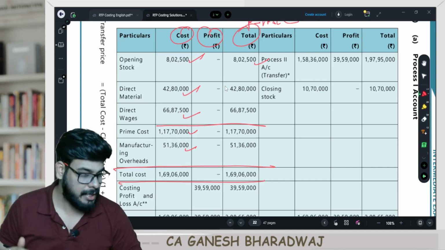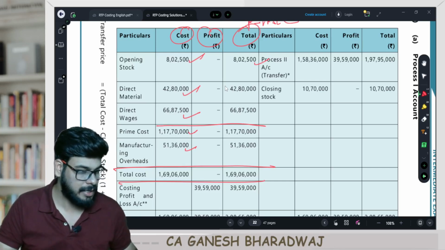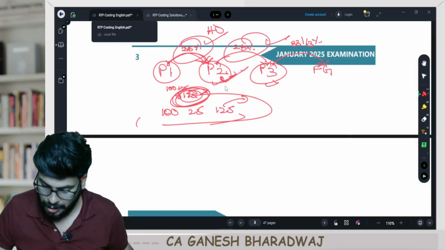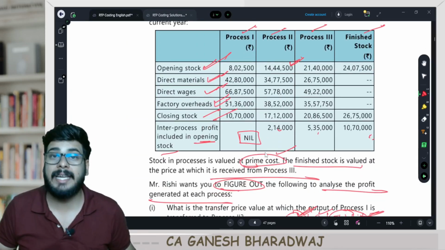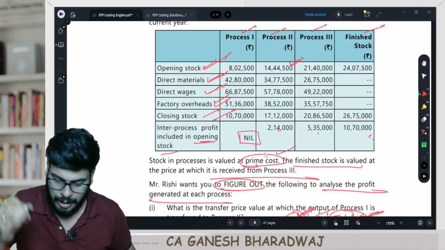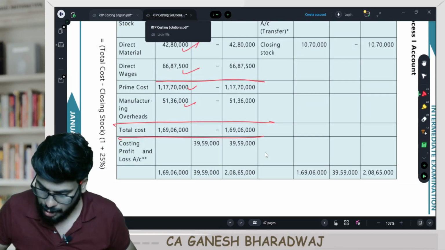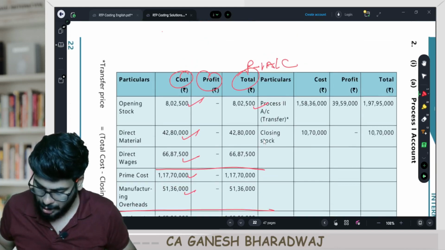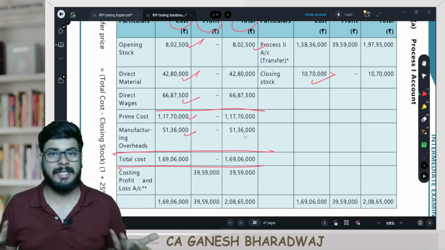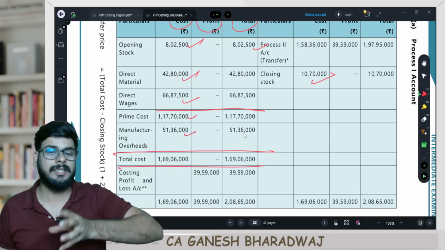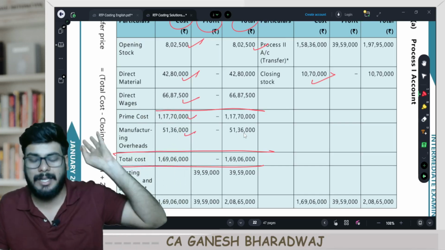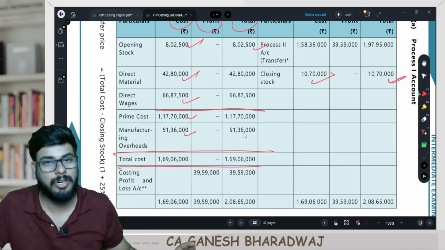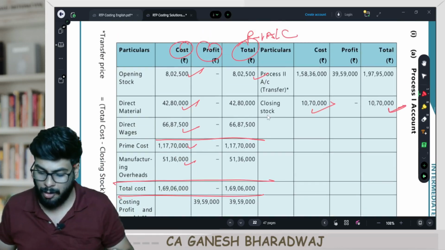Now, in the question, they have also given that the closing stock is, how much? This data is also given. The closing stock is going to be 10,70,000. Are you clear with this? Not a problem at all. So here, once again, this being the first process, inside this closing stock, it is only going to be fully at cost. It would not have received anything from any previous process. So this is going to be 10,70,000 on the total column also.